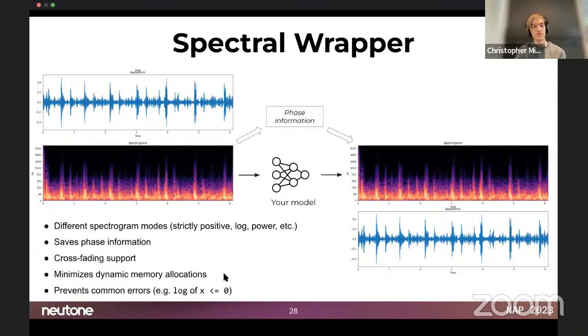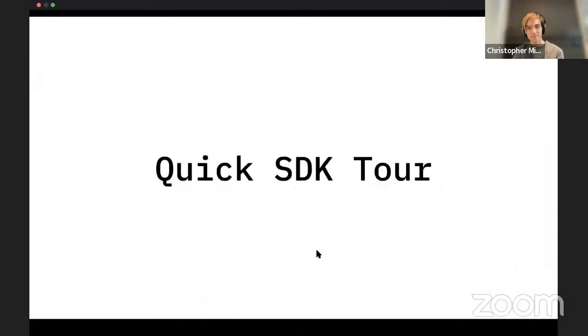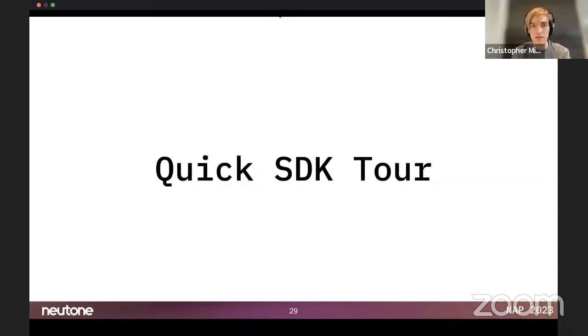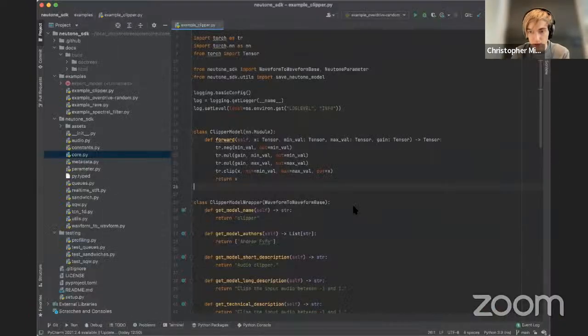And we've implemented this so that, once again, it minimizes dynamic memory allocation so that it runs as fast as possible in the C++ world. And there are other common errors that can trip you up when working with spectrograms, so that's why we encourage using it as well. So I'm just going to give a quick tour of the SDK, and then we'll move on.